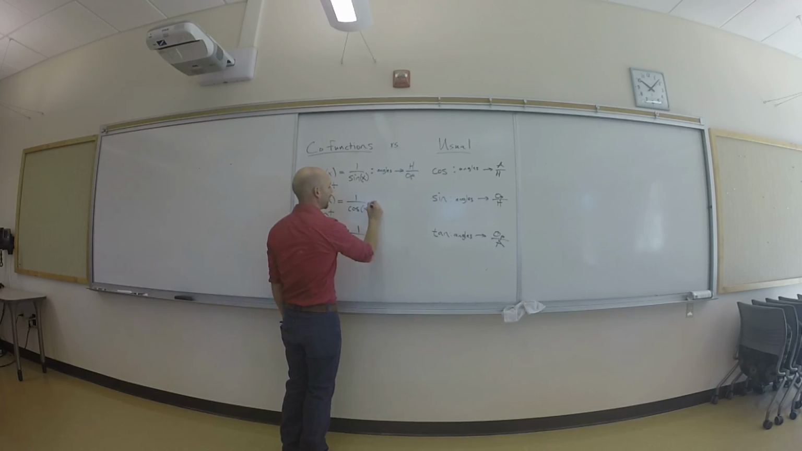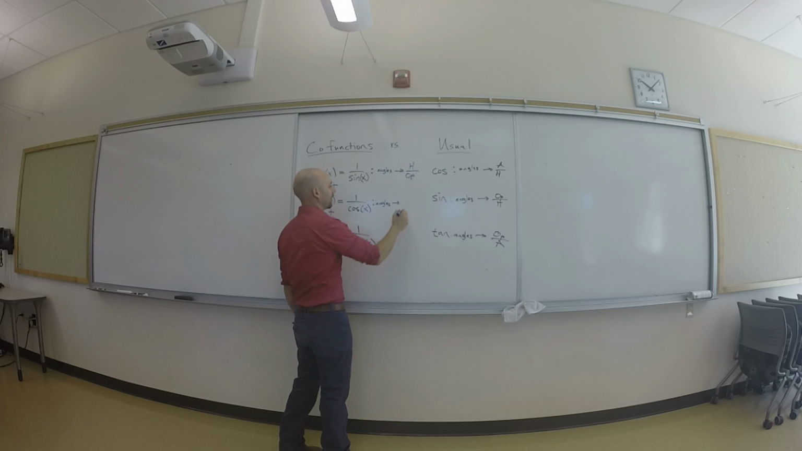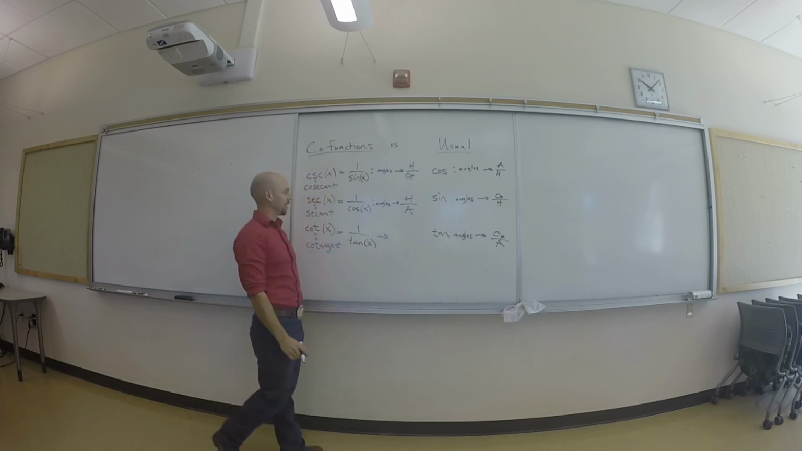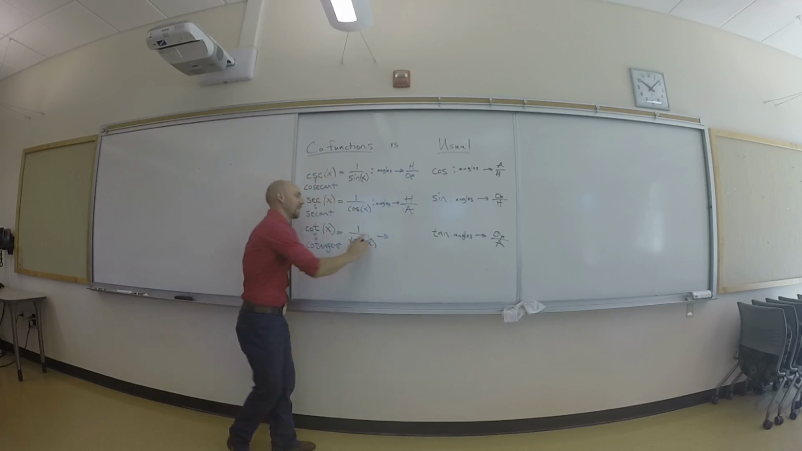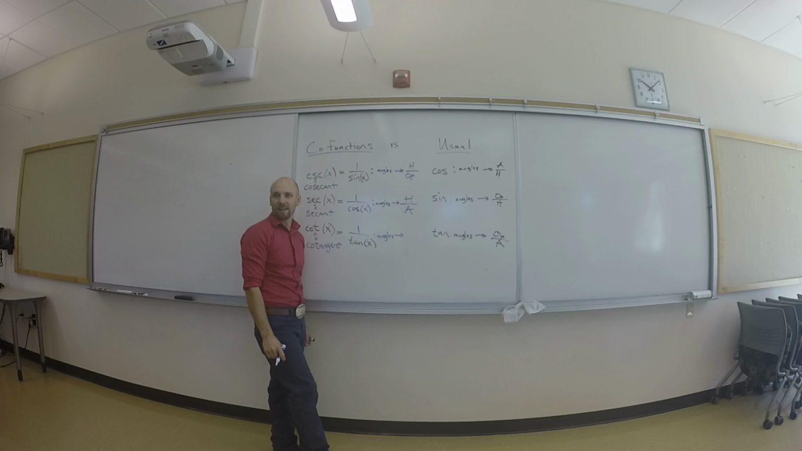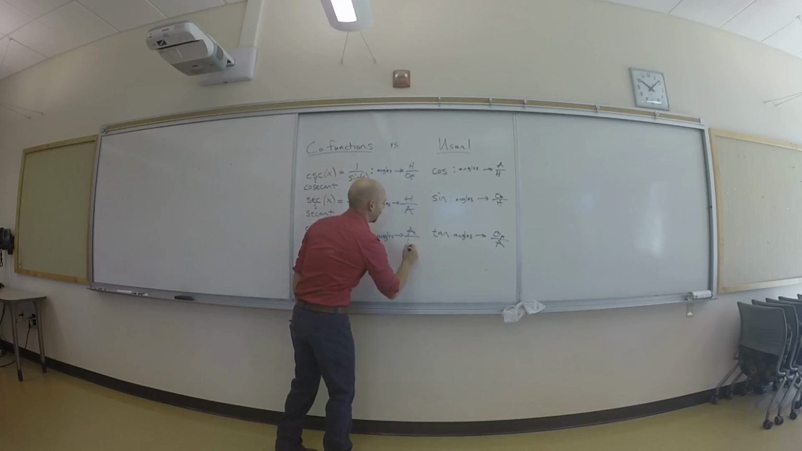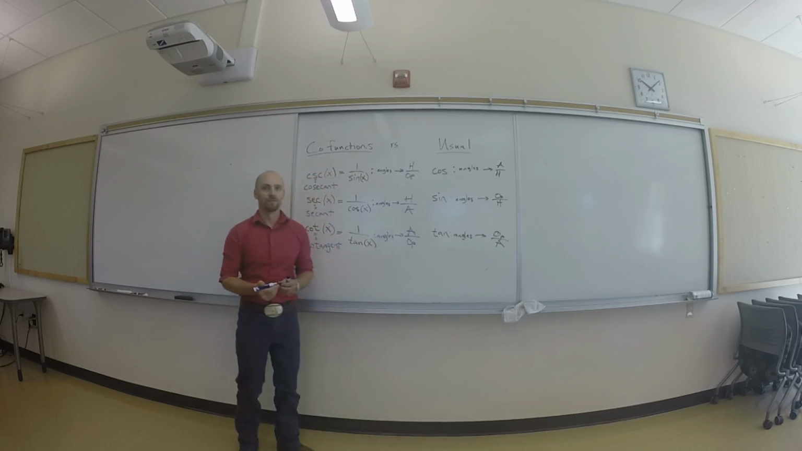What's secant do? It takes angles and turns them into hypotenuse over adjacent, the hypotenuse over the adjacent side. Okay, perfect. And cotangent is going to take angles and turn them into adjacent over opposite. You guys cool with this?